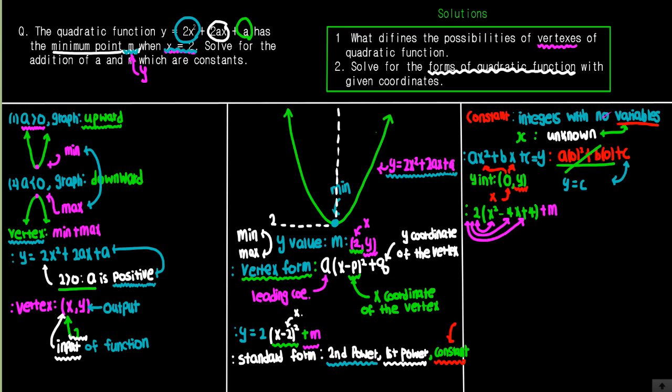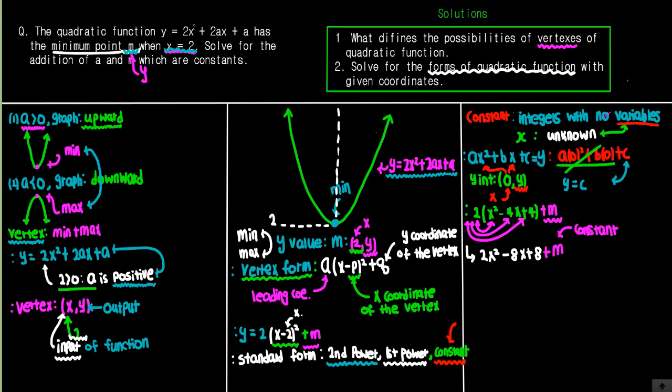And if we finish our calculation, it is going to be 2x squared minus 8x plus 8, plus our y-intercept, or the y-coordinate of our quadratic function vertex, which is going to be plus m. And we need to remind ourselves that m is going to be a constant with no variable. So we can compare it with our original function.